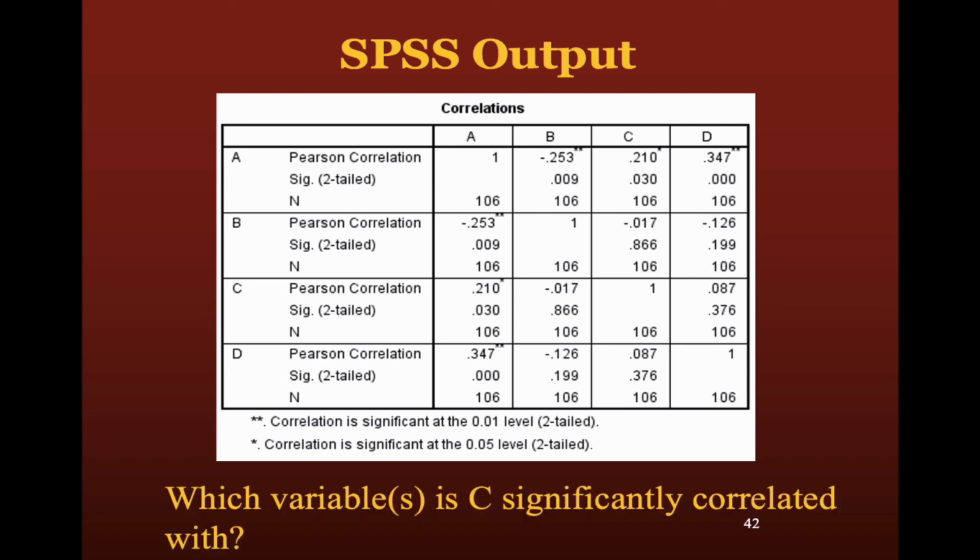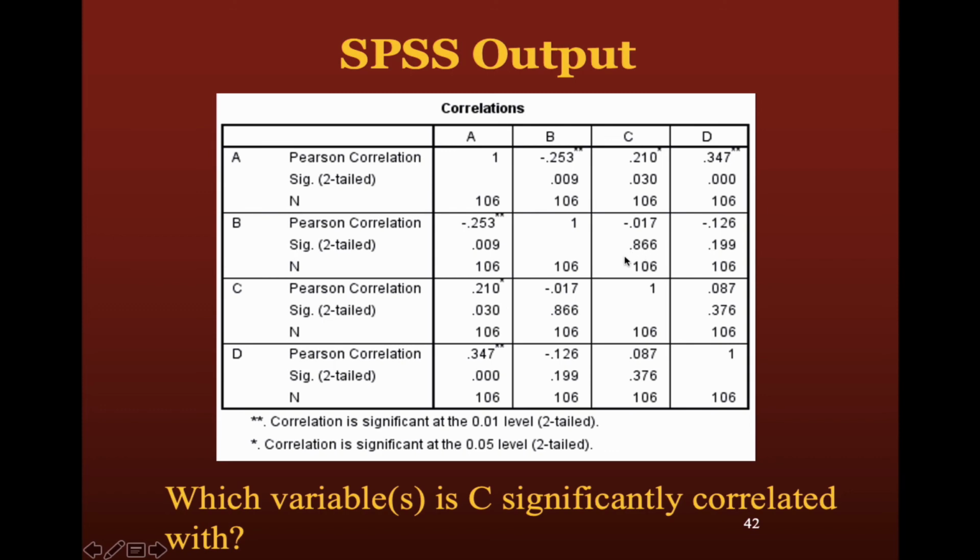All right, so which variable or variables is C significantly correlated with? You can either go to the row of C or the column of C and just go down. So let's do the column of C. So C is statistically significantly correlated with A, right? Because again, our p-value of 0.03 is less than 0.05. So that means that this correlation of 0.210 is statistically significant.